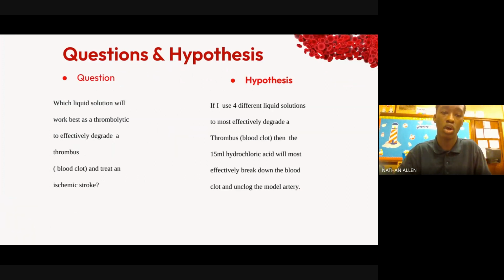Question or hypothesis. Question: Which liquid solution will work best as a thrombolytic to most effectively degrade a thrombus or blood clot and treat an ischemic stroke? My hypothesis: If I use 4 different liquid solutions to most effectively degrade a thrombus or blood clot, then the 15 milliliters of hydrochloric acid will most effectively break down the blood clot and unclog the model artery.